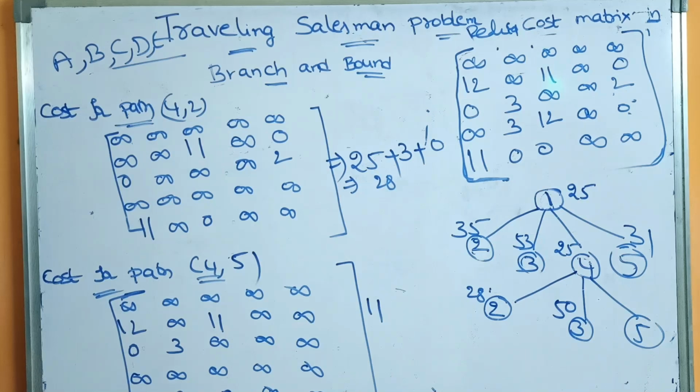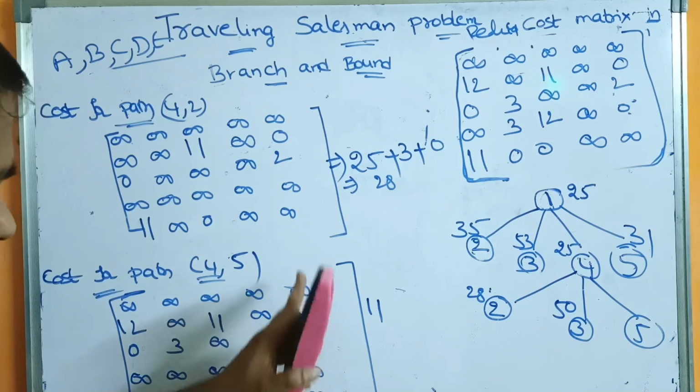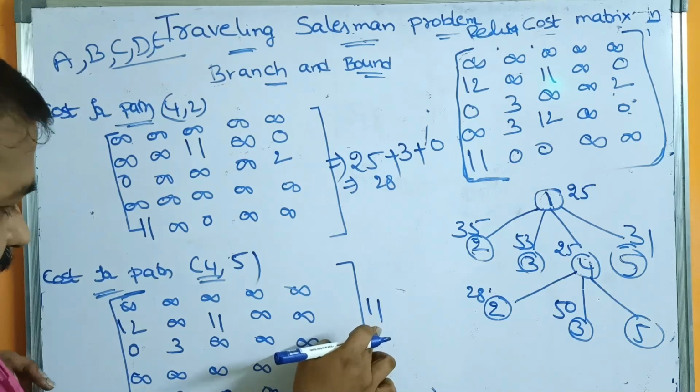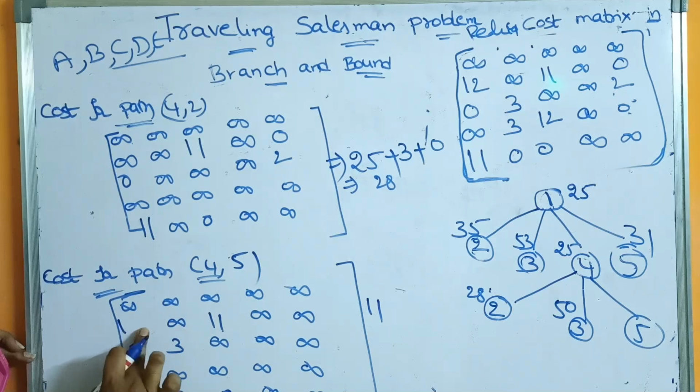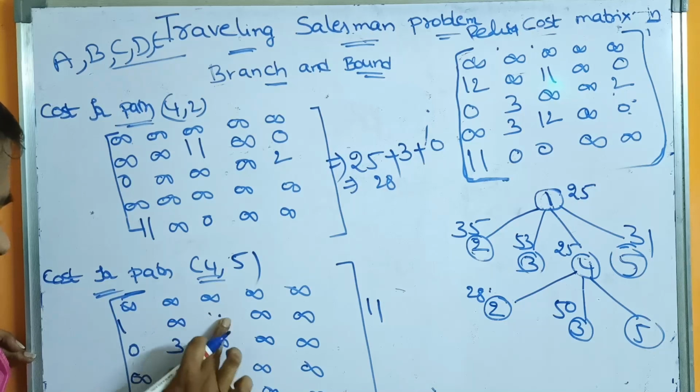So there is no problem. First column, one entry is 0. Second column, one entry is 0. Third column, one entry is 0. All are infinities. Okay, so now let us subtract 11. So 12 minus 11 means 1. 11 minus 11 means 0.